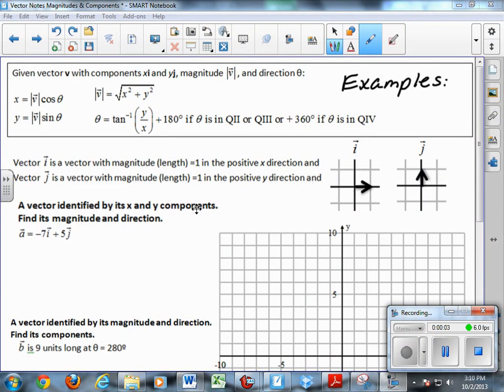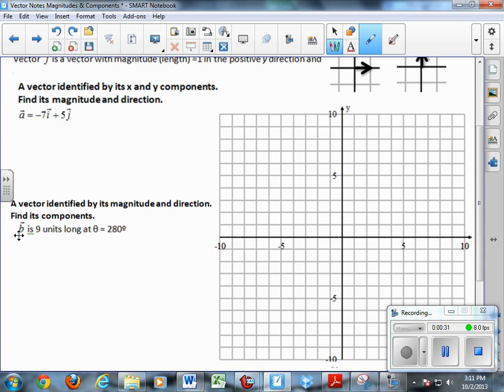Okay, in video 1 we learned that a vector is a quantity that has magnitude and direction, that it can be named either by its components, which are multiples of an x vector in the x direction called vector i, and a vector in the y direction called vector j. For example, negative 7i plus 5j is a way to name a vector. It can also be named by its magnitude and direction. So if we look at the second example, we can name vector b as a vector that is 9 units long at an angle of 280 degrees.